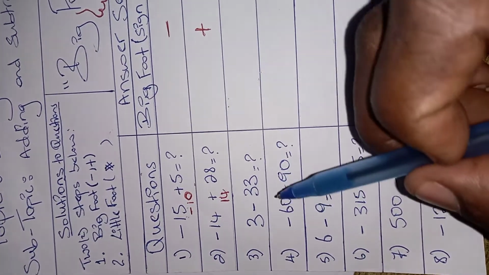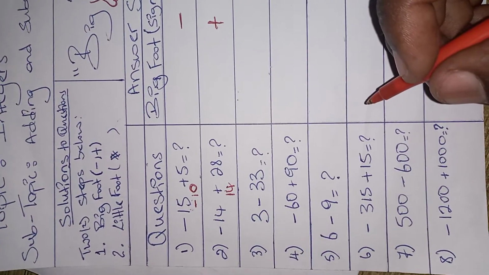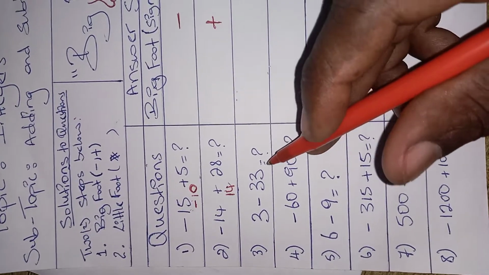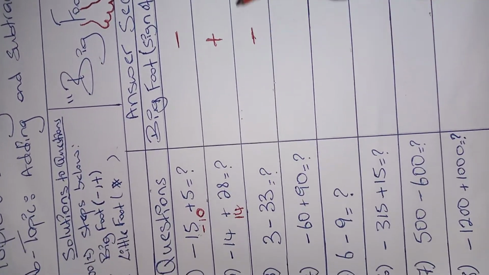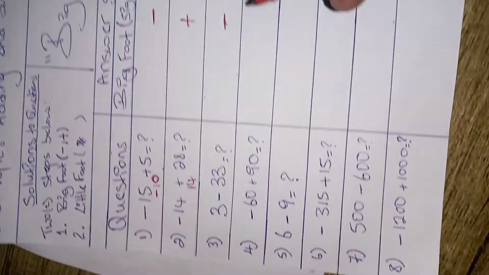According to the song Bigfoot, look for the sign first. What sign is the answer going to carry? Is it a negative or a positive? How do I find out? You check the big number. Bigfoot first, negative. So the answer is going to carry a negative. So right away we are halfway through. And the next part now is the number.